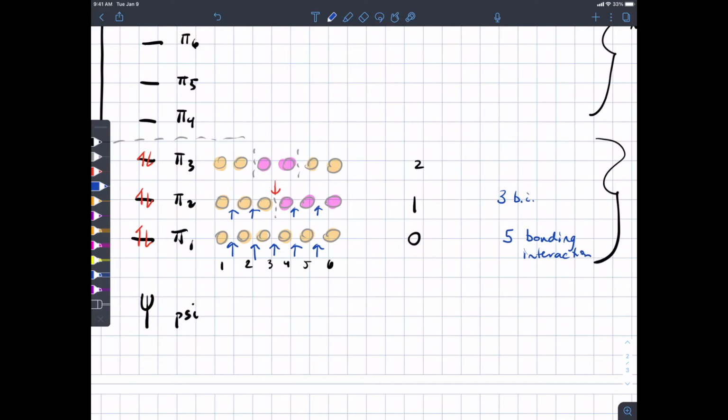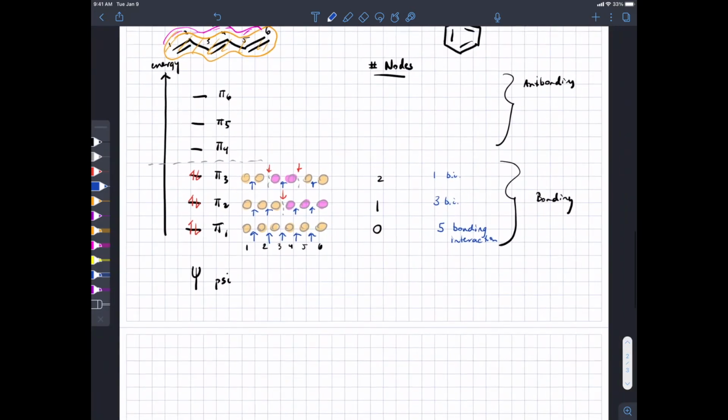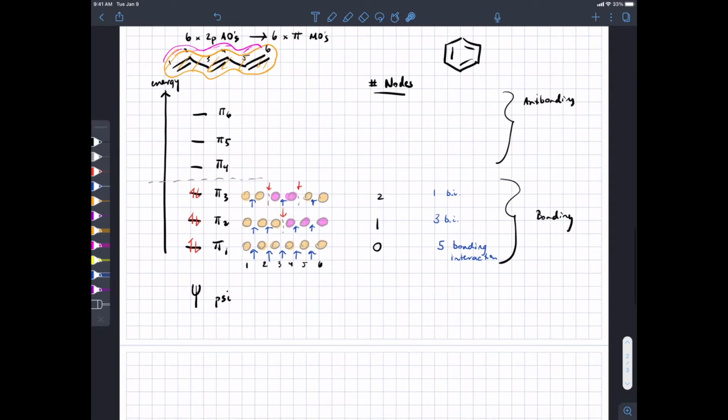Can you sort of follow along what we're doing? In the next higher one, we have even fewer. There's 1, 2, 3 bonding interactions. There's 2 antibonding interactions. So we have just only 1 net bonding interaction. We could do the same thing for the higher energy orbitals, but that isn't going to be necessary. We're going to use this number of bonding interactions to compare the relative energies of these conjugated pi orbitals for the linear 1,3,5 hexatriene with what I'm now going to show you happens with benzene.